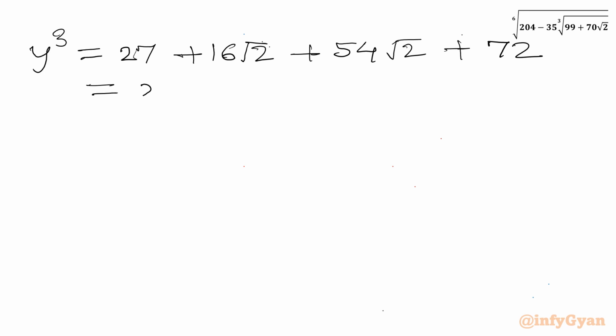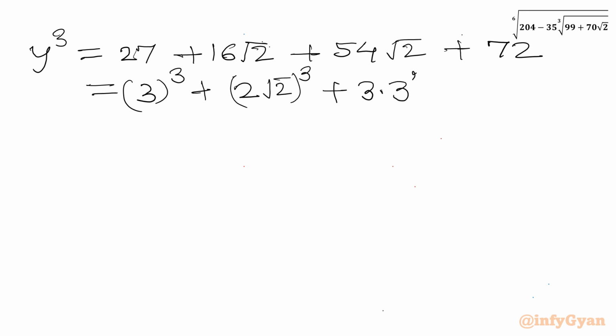Can we write 27 as 3 whole cube? 16 root 2 we can write 2 root 2 whole cube. 2 cube is 8, root 2 cube is 2 root 2. So 8 times 2 root 2, 16 root 2. 54 root 2 we can write 3 times 3 square times 2 root 2. So 3 times 9, 27 times 2 root 2, 54 root 2. Plus 3 times 2 root 2 whole square. 2 root 2 whole square is 8. 8 times 9, 72.